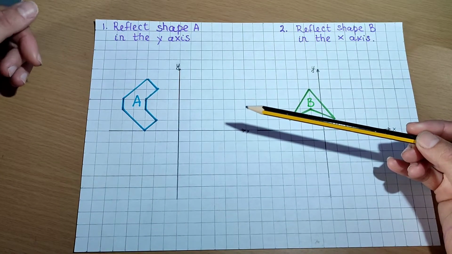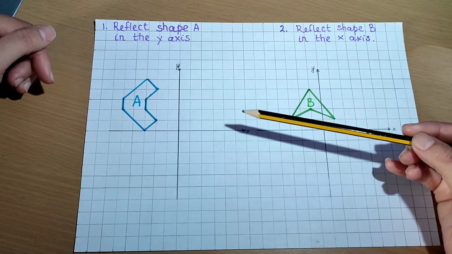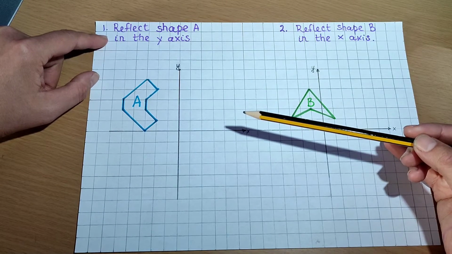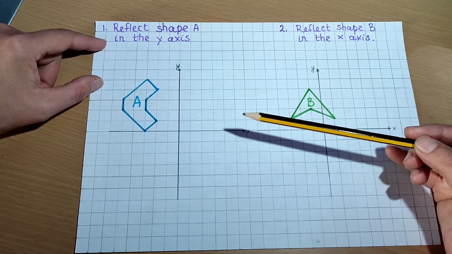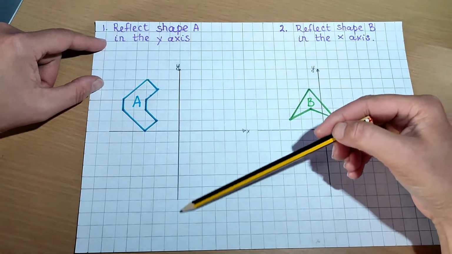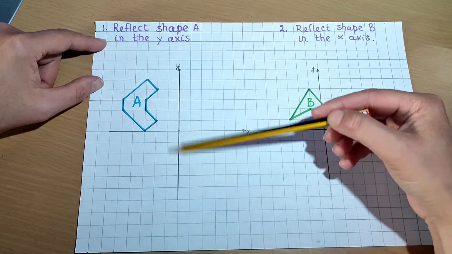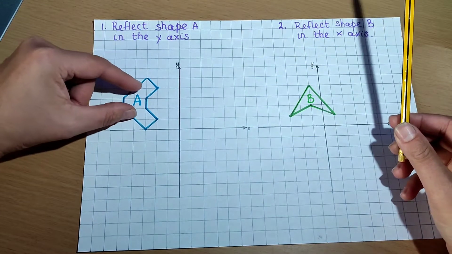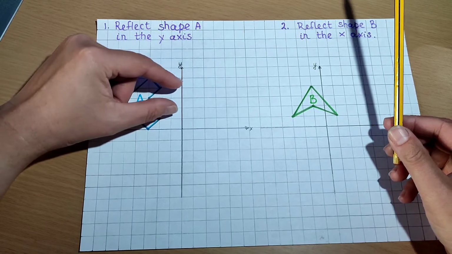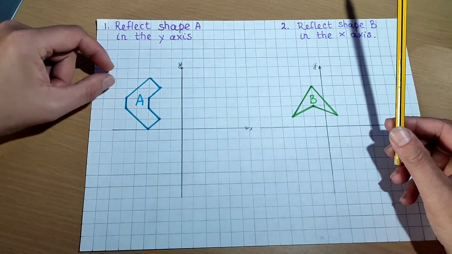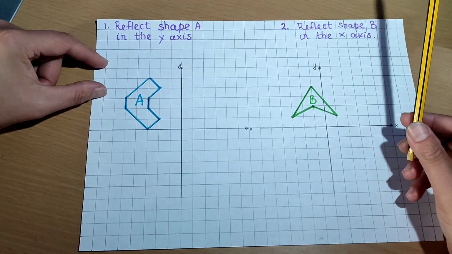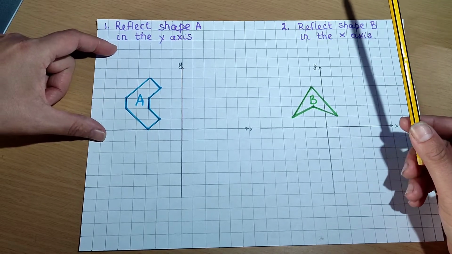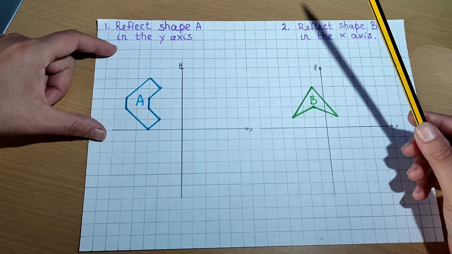But you need to know where your mirror is. So in this question it says reflect the shape in the y-axis. The y-axis is this one, the vertical axis. So imagine your mirror is here and the shape is looking in the mirror and seeing its reflection. During your SATs you will get a little mirror as well to check, but let me show you how to do it without a mirror.